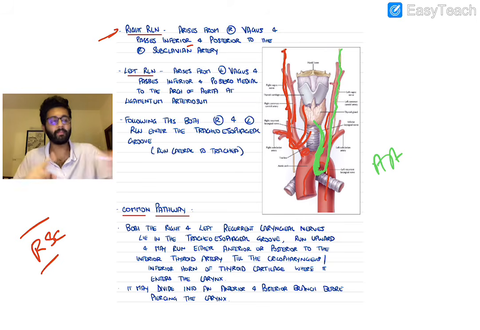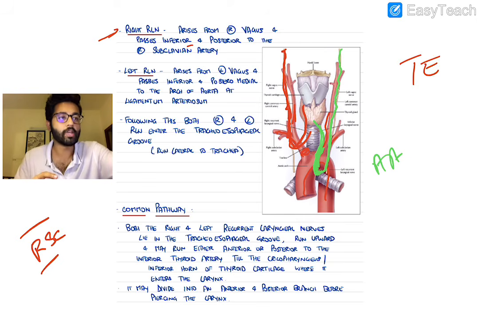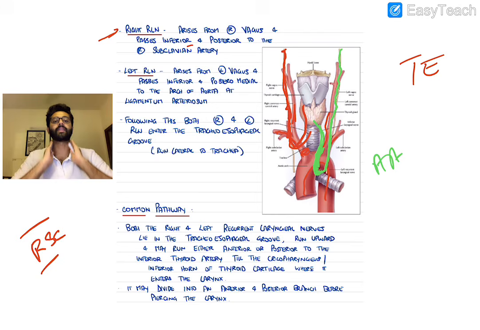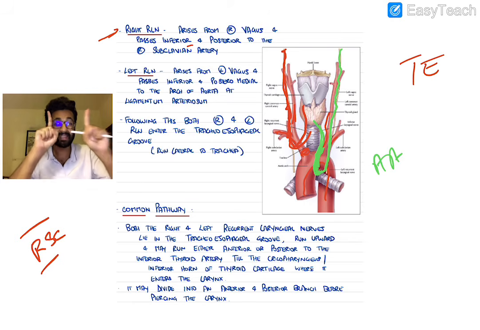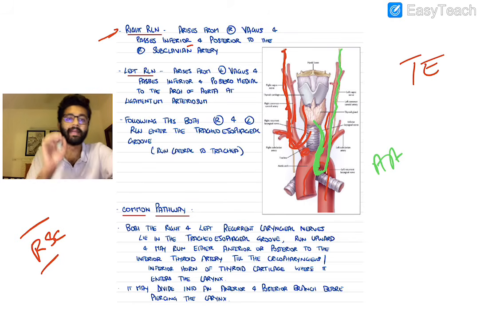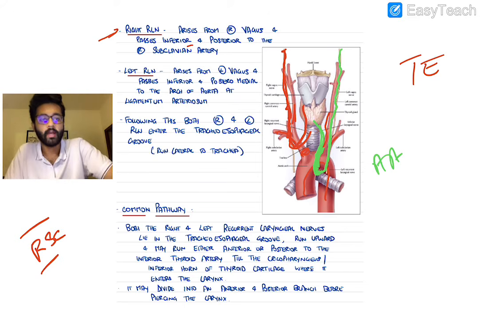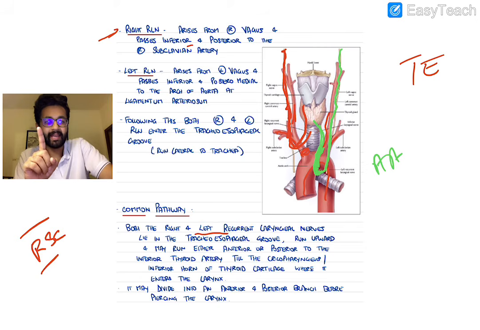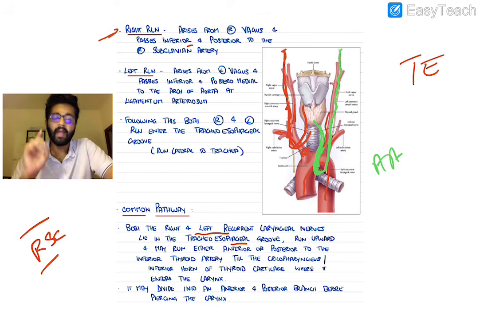So both of them enter the tracheo-esophageal groove. You know there's the esophagus posteriorly, trachea anteriorly, and a groove between them, a gap between them. So the nerves run in this gap. So the right and left together enter the tracheo-esophageal groove of their respective sides. Okay, and it runs just lateral to the trachea in the tracheo-esophageal groove. So both the right and left recurrent laryngeal nerve enter the tracheo-esophageal groove and run upwards.